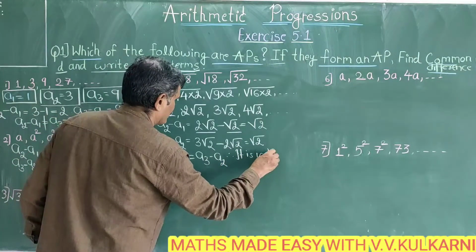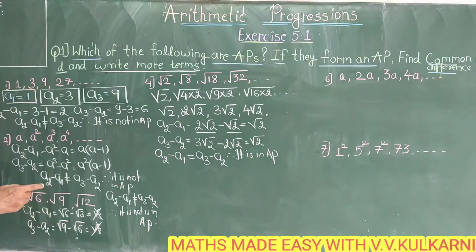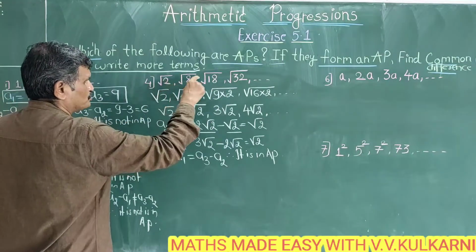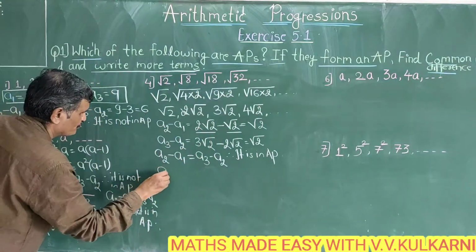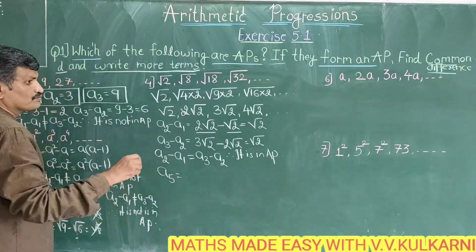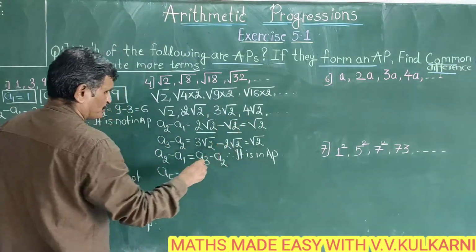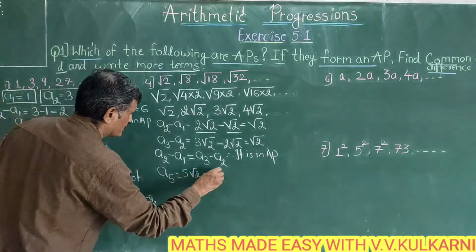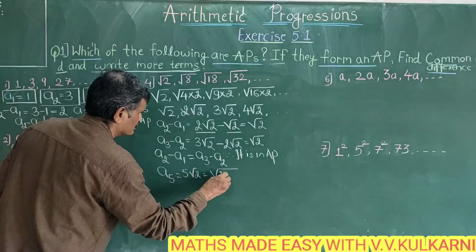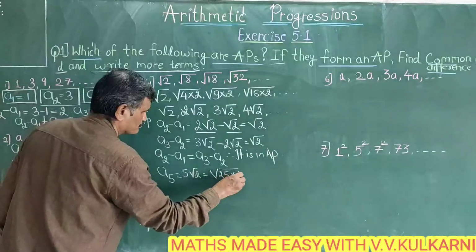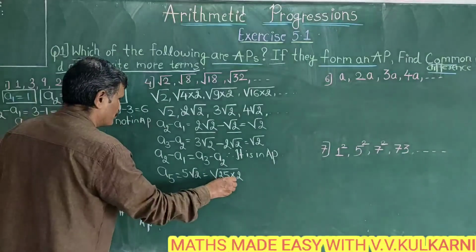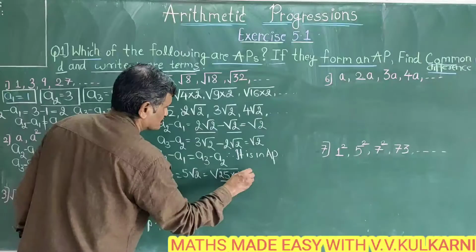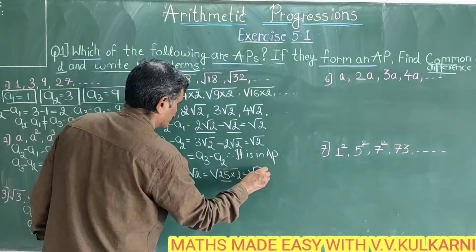It is in AP. Now the question is not over. If it is in AP, write more terms. For example, 1, 2, 3, 4. I want the fifth term. See here, the fourth term is 4 root 2, so the fifth term will be 5 root 2. How can I write 5 root 2? This 5 I can write as square root of 25, into 2. If I take the square root of 25, I will get 5. So this becomes 25 into 2, which is root 50.